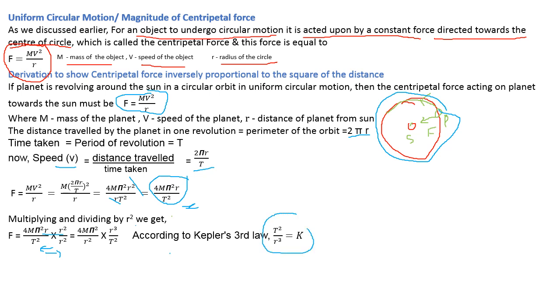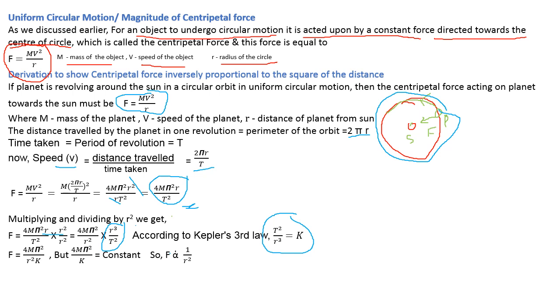This law, as we have studied in the last video, says that T² upon r³ is equal to k. So now you are going to replace this part here, r³ upon T². You are going to replace that part in the next step. So you can see, I will remove this so you will not have a problem. F equals 4mπ² upon r² upon k.